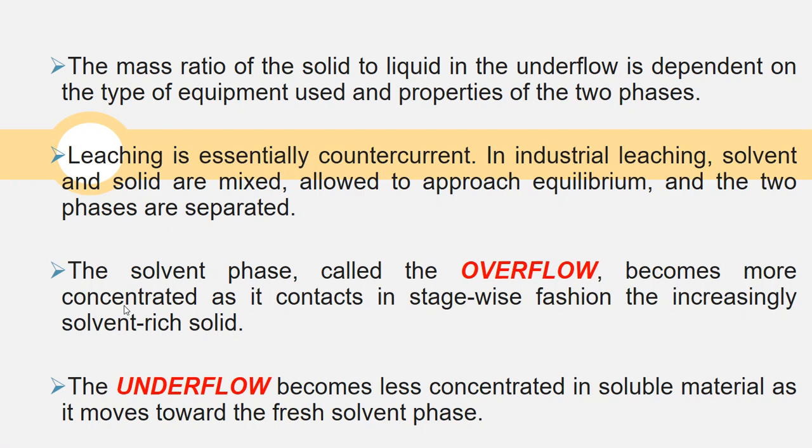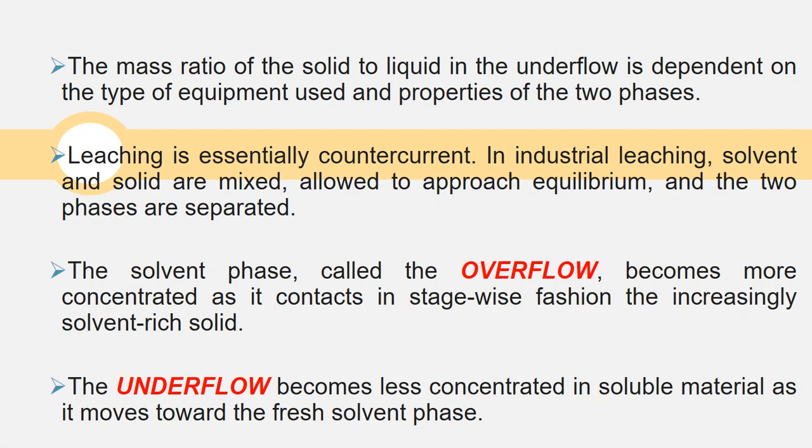Now, the mass ratio of the solid to liquid in the underflow is dependent on the type of equipment that is being used and the properties of the two phases. Meaning, how much solid you have in comparison to the solution it is with in the underflow, or the slurry, will depend on the type of equipment being used and the properties of the two phases. The two phases referred to here are the property of the feed and the property of the solvent. Now, leaching is essentially, most of the time, countercurrent.